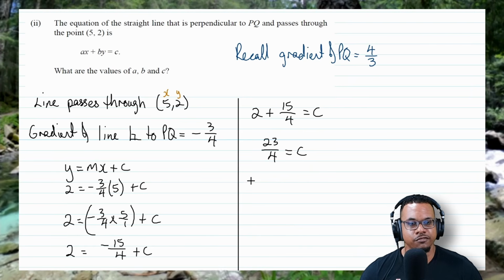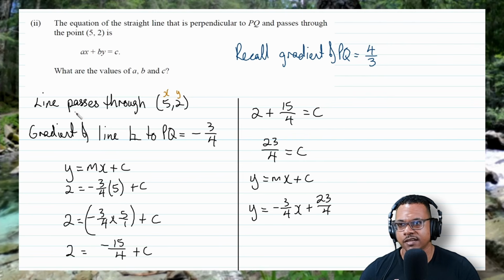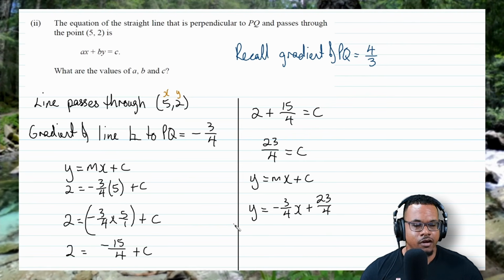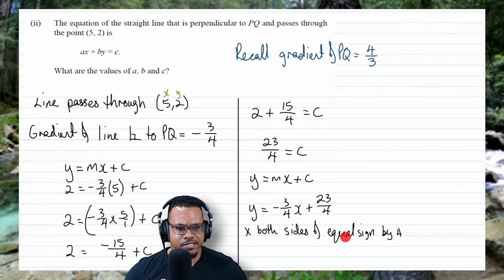So my equation of the line will be in the form y equals mx plus c. I'll put back the y, put my gradient as negative 3/4 x, and put in the c that I just found as positive 23 over 4. The reason I'm writing it like this is because they want it in this form. Seeing that I have the denominator as 4 for the gradient, I wanted to write it as an improper fraction with denominator 4. So now I can multiply both sides of the equal sign by 4 to get rid of these fractions. Here I have multiplied both sides by 4.